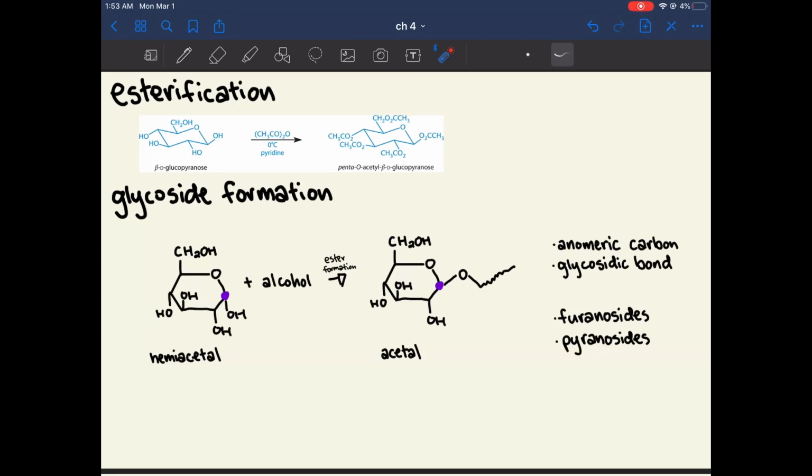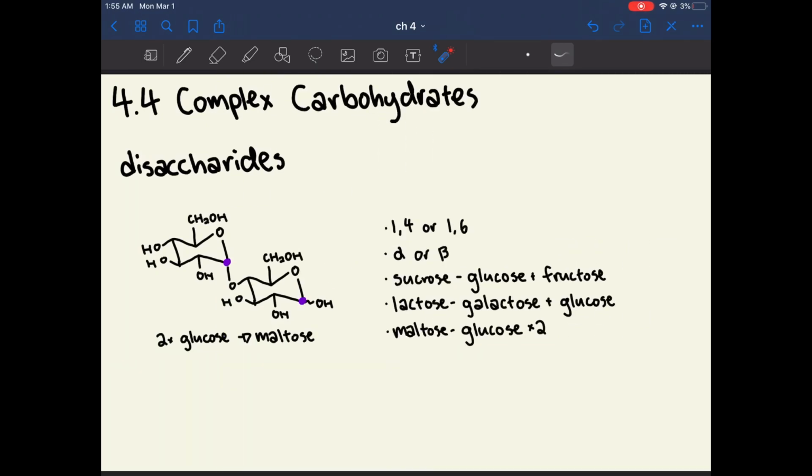That's not that important. Chapter 4.4 covers complex carbohydrates, and like we just described, we can form complex carbohydrates from monosaccharides.